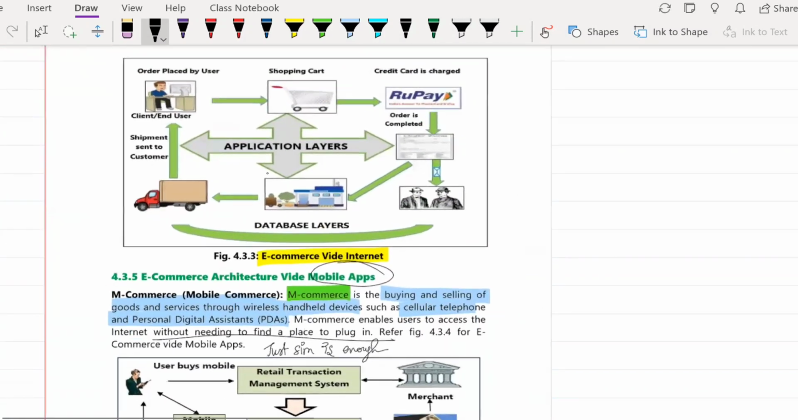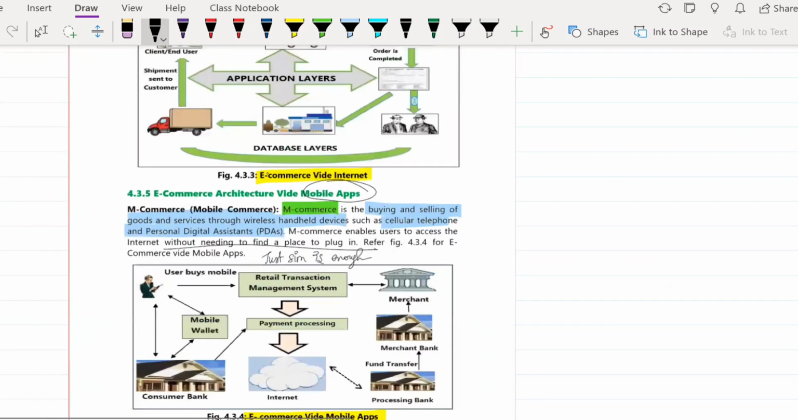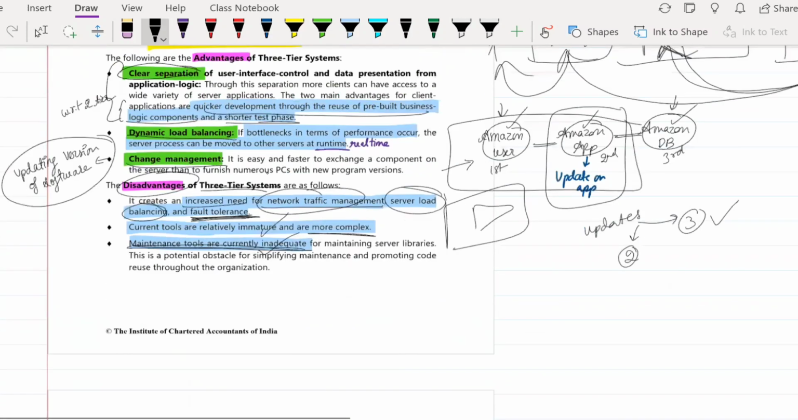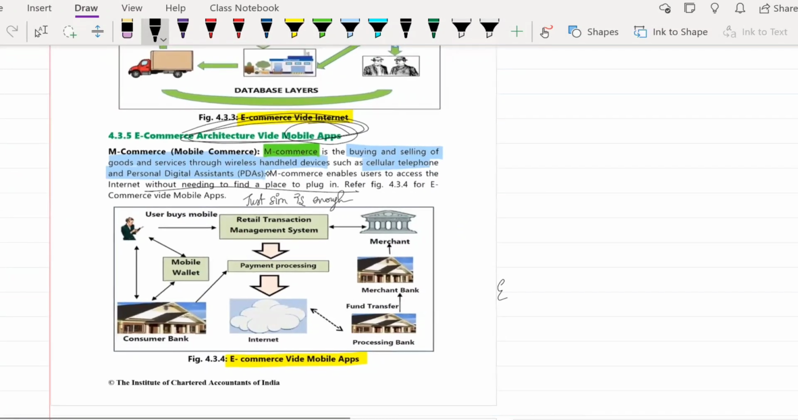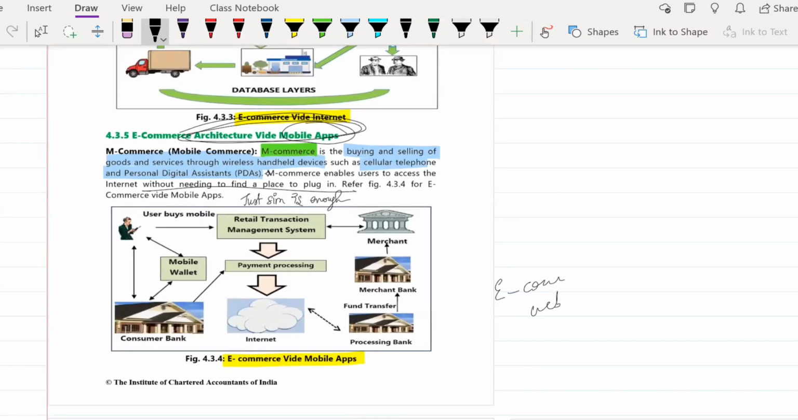Next, what we are going to study. So this was about your architecture. Next, what we are going to study is how e-commerce is done using your mobile apps. Till now in this chapter, we were only studying how e-commerce is going to be done using your web browsers, that means your websites or your internet. Right now, we are moving into a better version of it, how e-commerce is done through your mobile phone, or your mobile devices in general.